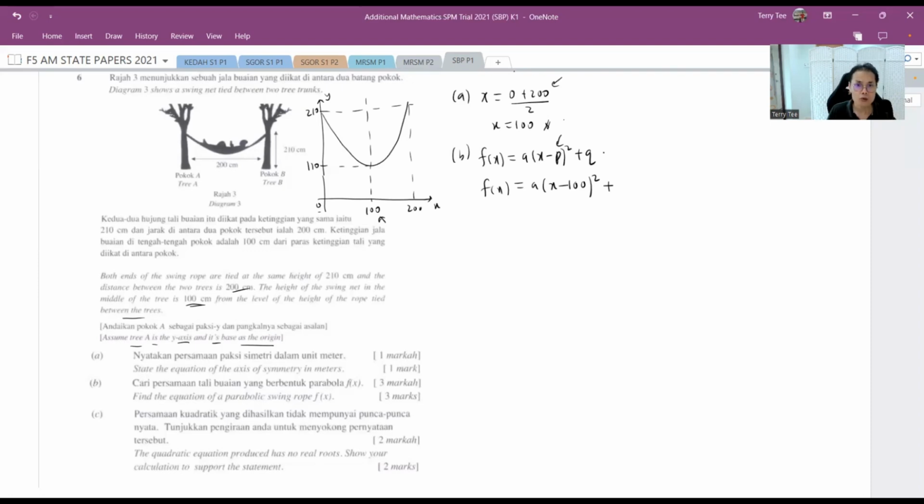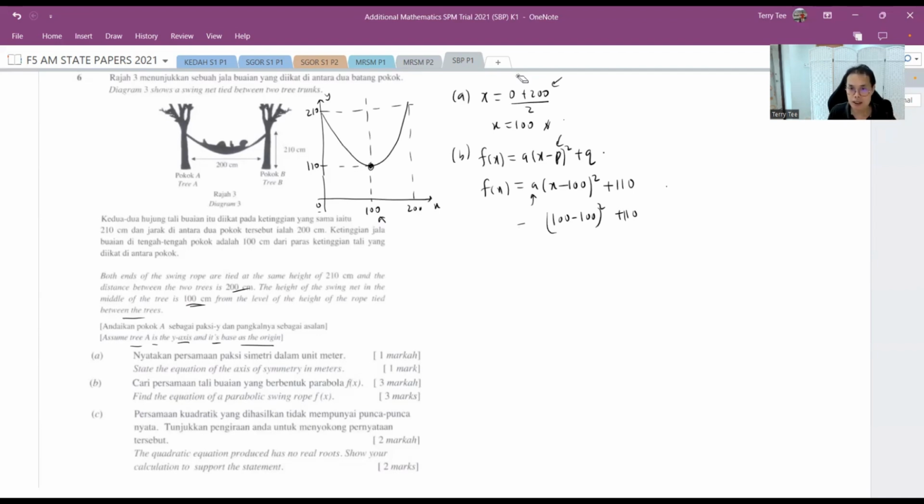And how about your q? q is your vertex, the lowest point. In this case, 110. Well, I actually got the answer here, but I need to find my a. The a is missing. We need to use a point. Now, obviously, we can't simply use any point. You can't use this one because if I put 100 inside here, what happens is 100 minus 100 becomes what? 0, right? So we cannot find the value of a. We can't find a if I use this point here. So we're going to use another point.